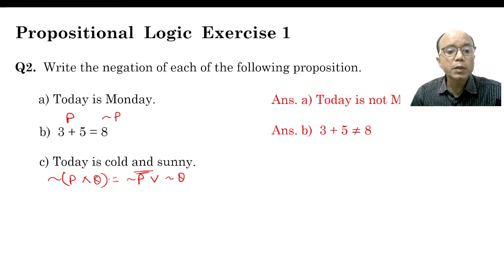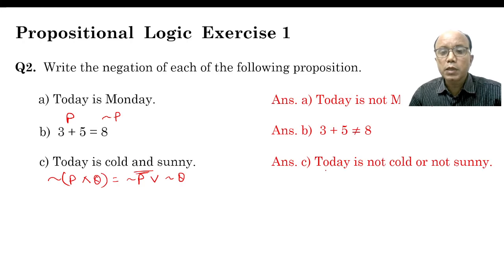So P is today is cold. Its negation means today is not cold. This is or today is not sunny. So the answer is, in short, you can write today is not cold or not sunny. Here you can also write today is not cold or not sunny, this is also sufficient. So the negation of this one is today is not cold or not sunny. Just remember this one. If you simply write today is not cold and sunny, this is not enough. So write in the proper way: define P, Q, then negate it, then finally write the answer. Convert this one into a sentence.